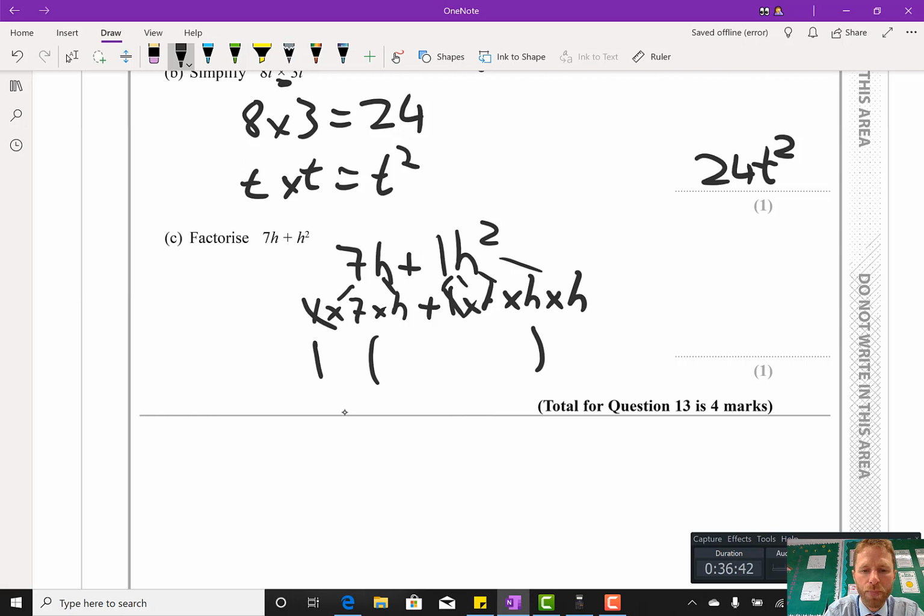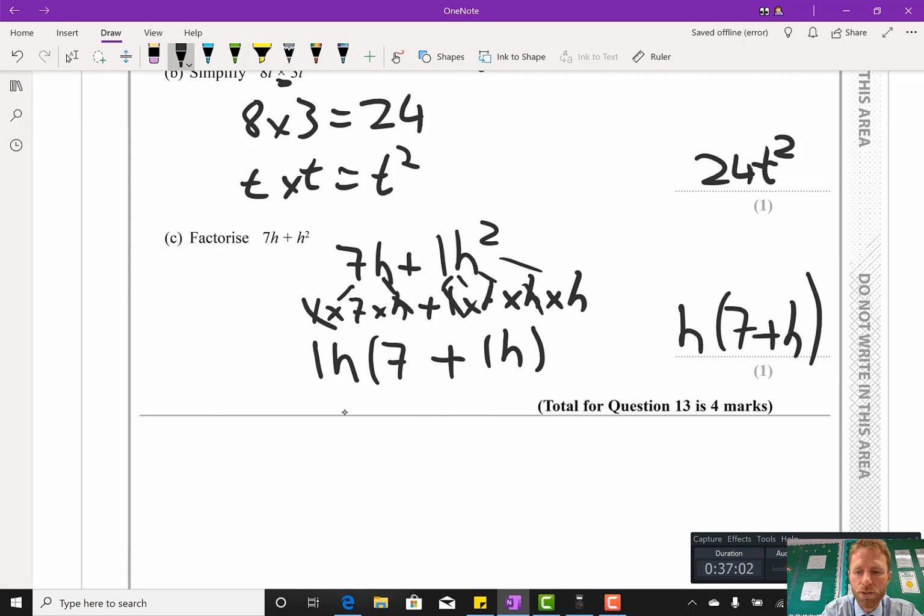We have a pair of h's, so they can go on the outside. What's left goes in the bracket, so 7 in there, and 1 multiplied by h in there. Now at this point you should know that we don't need the number 1s, so our answer can simply be h(7 + h). Do write in the number 1 if it helps. If you don't need to, that is fine.